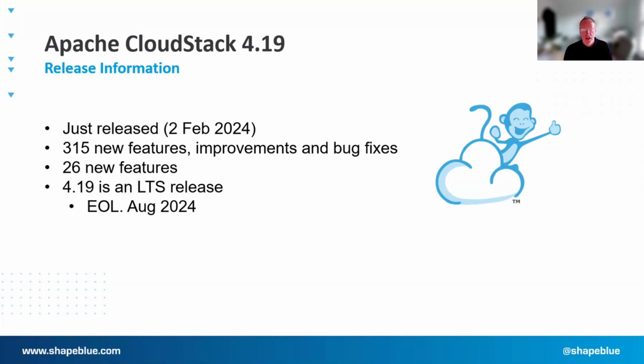4.19 is an LTS release, a long-term support release from the CloudStack community. So it will be supported by the community for a period of 18 months from its release, which will take us to August 2025, not 2024. There's a typo there, just to make that clear.